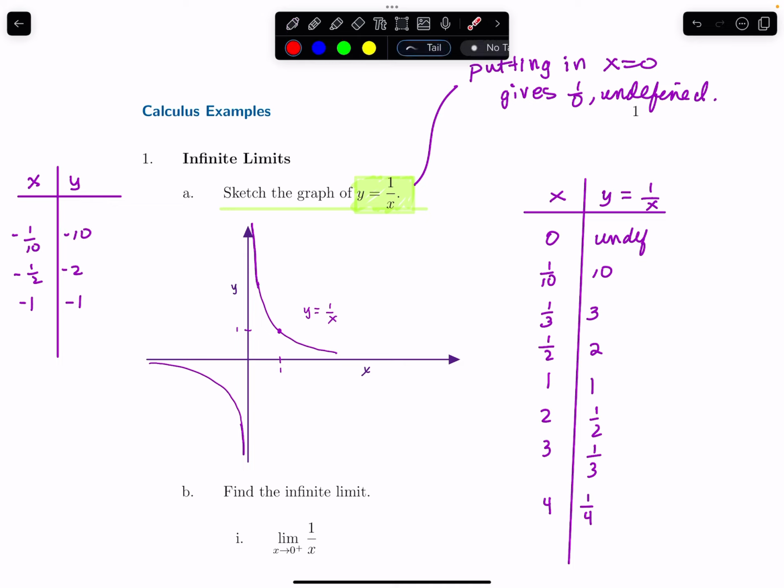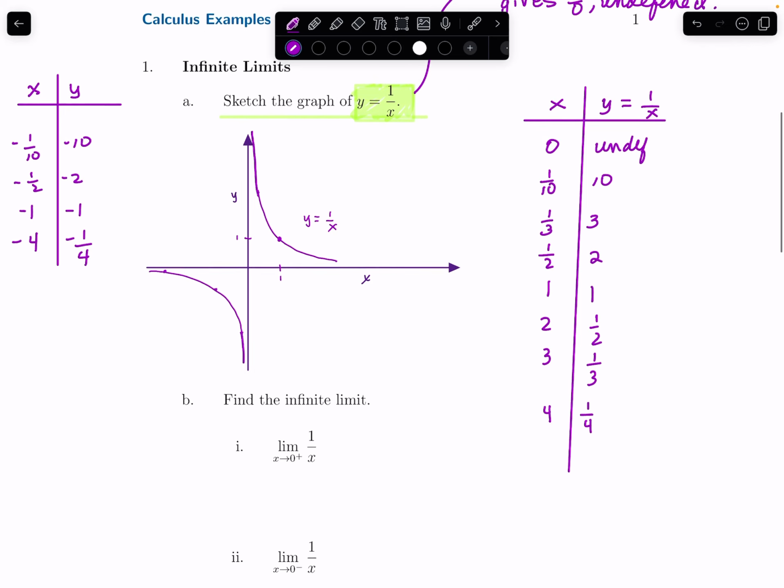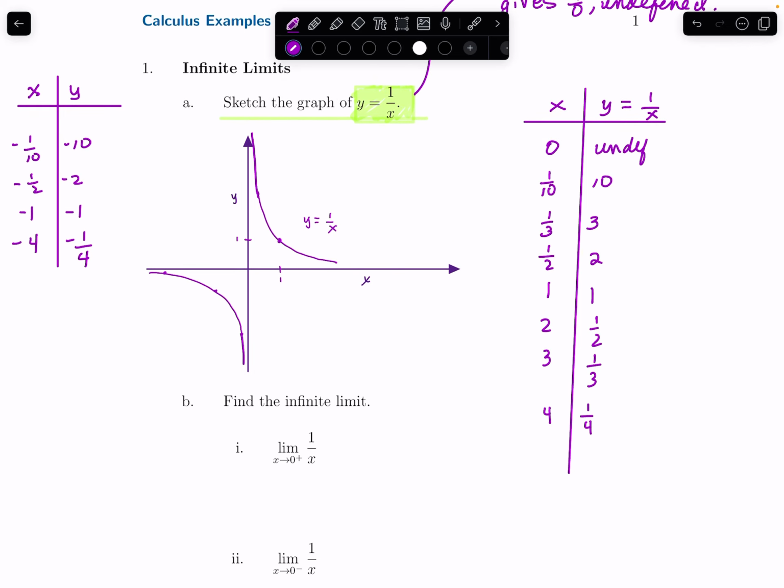So we plot these points here. Say -4, the reciprocal is -1/4. So, that's so much fun, so interesting. Okay, now let's find these infinite limits. Infinite limits are actually not limits. Let me tell you what I mean by that.